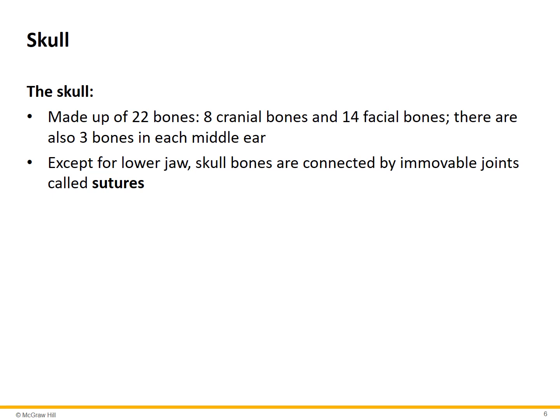In lab, we're going to start off looking at the skull. The skull is made up of 22 bones. 8 are cranial bones, 14 are facial bones. We do not look at this really in lab, but we like to make mention that in the middle ear you have 3 bones: the malleus, the incus, and the stapes. But we're not going to be covering that in lab.